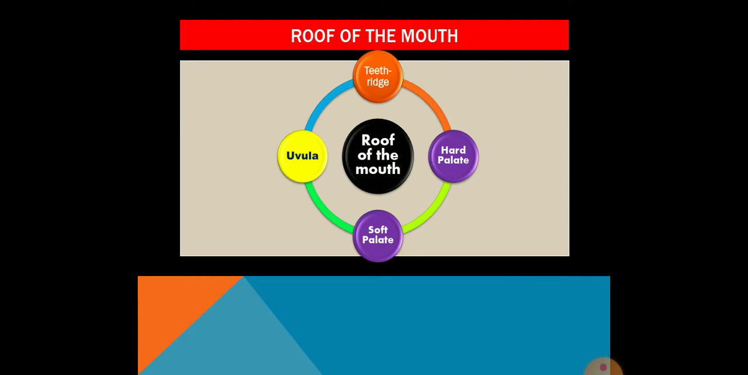Now here you can see the fourth organ of the articulatory system, that is the roof of the mouth. The roof of the mouth is divided into four organs: teeth ridge, hard palate, soft palate, and uvula. First of all, the teeth ridge. The raised part behind the upper teeth is called the teeth ridge. It is situated between the teeth and the hard palate.